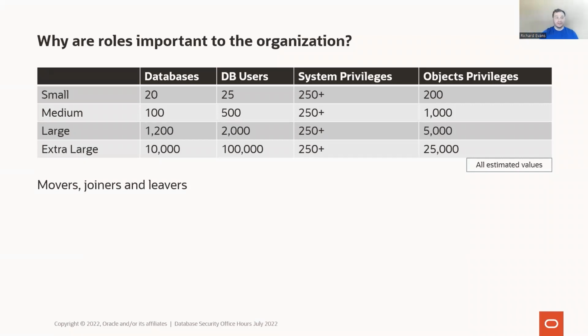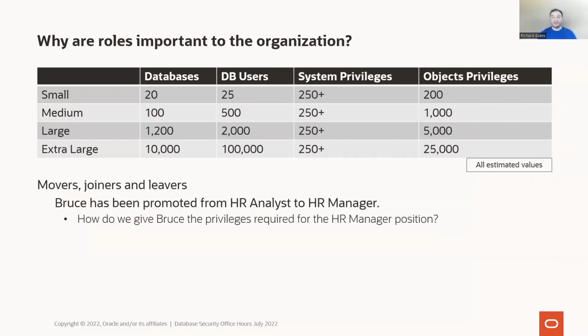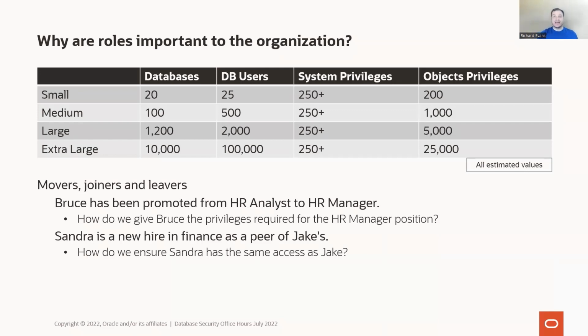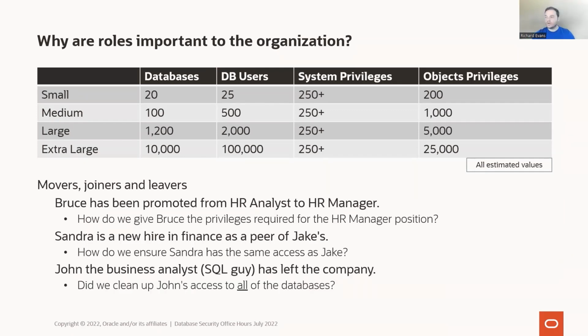When Bruce gets promoted from HR analyst to HR manager, are we going to just go assign these random privileges? No, we want them to be a part of a role. When Sandra gets hired in finance as a peer of Jake, it's, hey, Jake has this access. We need to make sure Sandra has this access too. Okay, Jake has these 3 roles. We'll give them to Sandra. We're done. But now what about when John, the business analyst, the SQL guy who has access to everything, leaves the organization? How do we know that we've cleaned up all of his access?